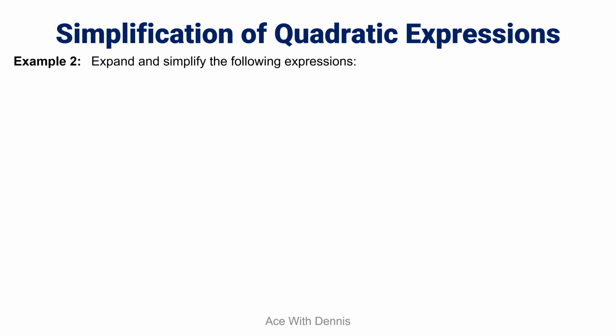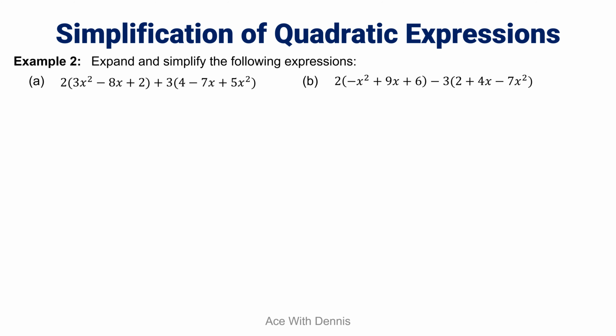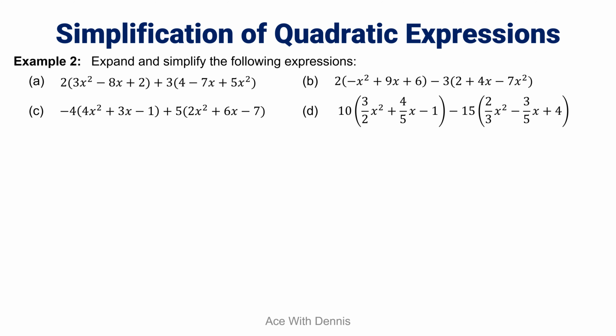Expand and simplify the following expressions. A, 2 times 3x squared minus 8x plus 2 plus 3 times 4 minus 7x plus 5x squared. B, 2 times negative x squared plus 9x plus 6 minus 3 times 2 plus 4x minus 7x squared. C, negative 4 times 4x squared plus 3x minus 1 plus 5 times 2x squared plus 6x minus 7. D, 10 times 3 over 2x squared plus 4 over 5x minus 1 minus 15 times 2 over 3x squared minus 3 over 5x plus 4.